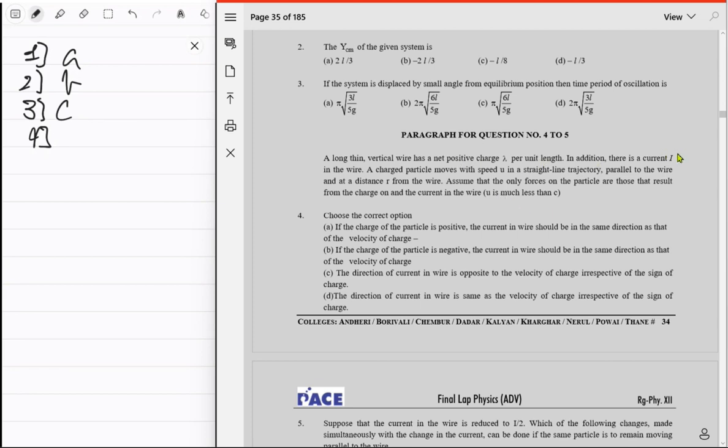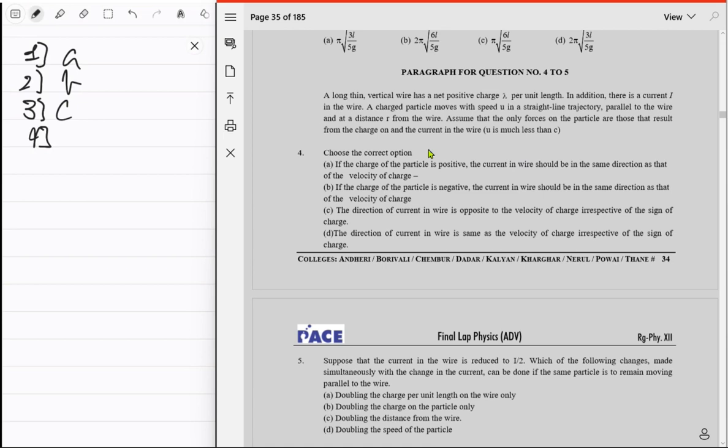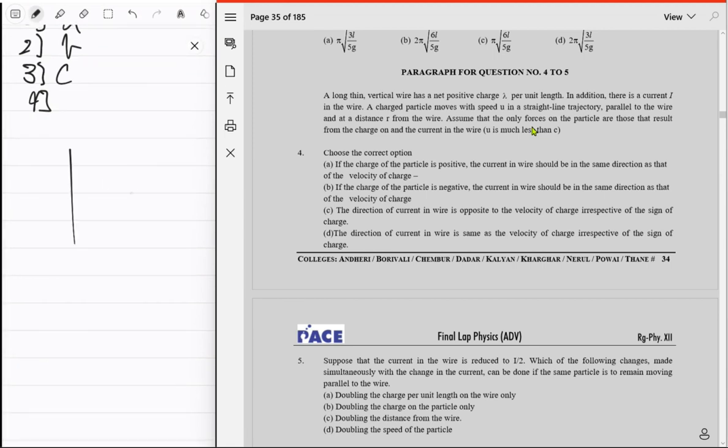But इसमें current तो है ना, so there's a current I in the wire, तो magnetic field भी रहेगी ना इसमें. Oh, अच्छा, charges on and current the wire. U is much less than C. Okay, got it. If the charge of particle is positive, the current in the wire should be the same as that of the velocity of the charge. अच्छा ये okay, throughout it's just a straight line trajectory you are saying. Got it. So like U in that direction, जो भी इसका Q होगा, it's U over there. Okay, cool.